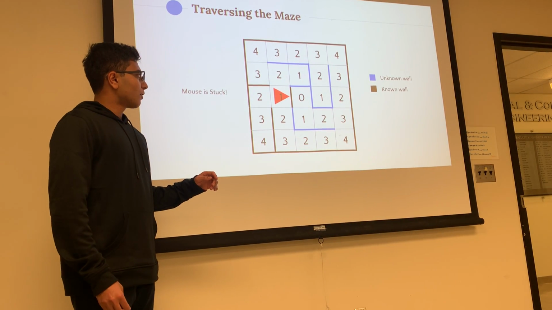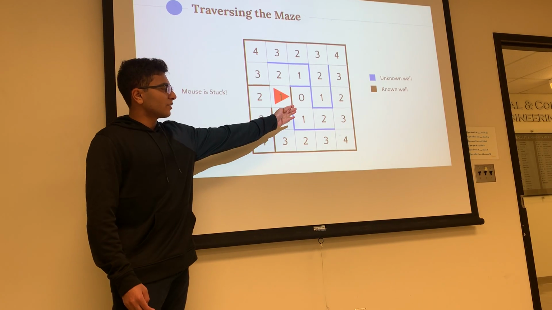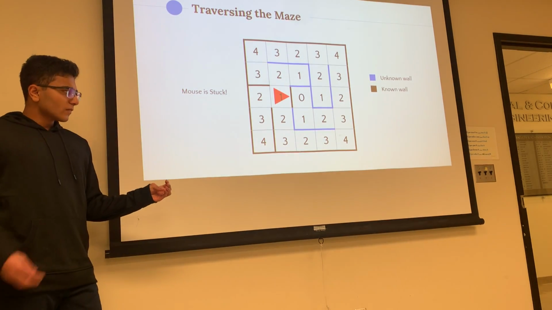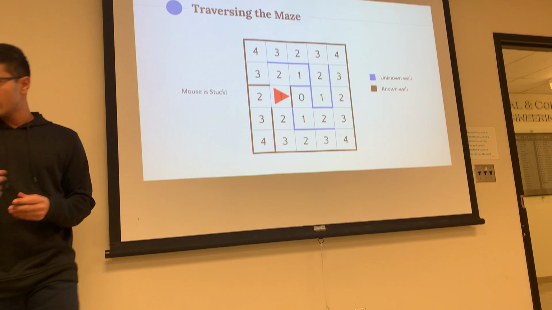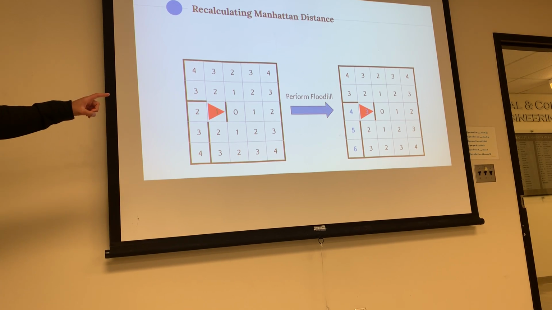So in this case, now that the mouse is stuck and it can't actually get to the goal, you recalculate the Manhattan distances using the Floodfill algorithm. You perform Floodfill again, and this is all done with a function call in your actual mouse. When you recalculate Floodfill with the known walls, you will get the maze to the right with the new updated Manhattan distances.